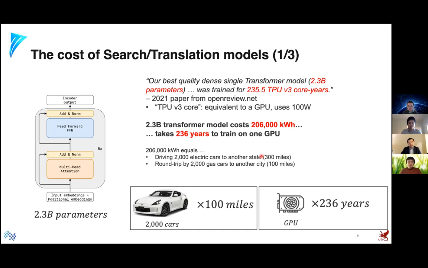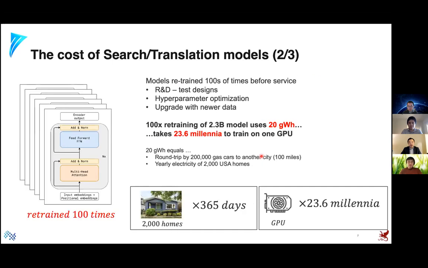And by the way, this is just one model training, one time. We researchers often need to retrain our models to improve performance, to adapt to different locations. Say we train it 100 times, that can quickly boost the cost of the model to a few dozen millennia in time. And the energy consumption can maybe even power a few thousand homes, which is equivalent to a small city.